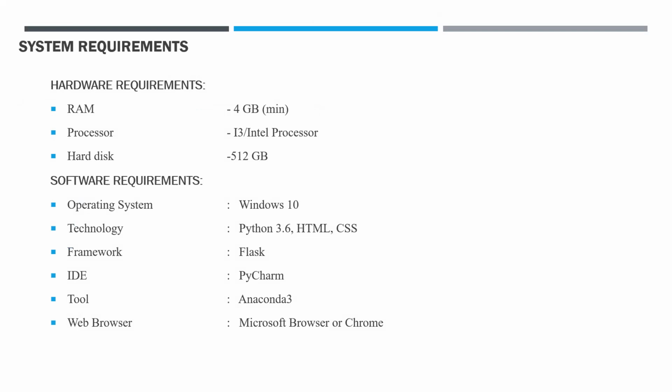System requirements. To execute this project, we need hardware requirements such as a minimum of 4 GB RAM, i3 processor and a 512 GB hard disk, and software requirements like operating system Windows 10. We use technologies like Python 3.6, HTML and CSS, and a framework called Flask. We run this project in PyCharm IDE, and we use a tool called Anaconda 3, and this project will run in web browsers like Microsoft browser or Chrome.